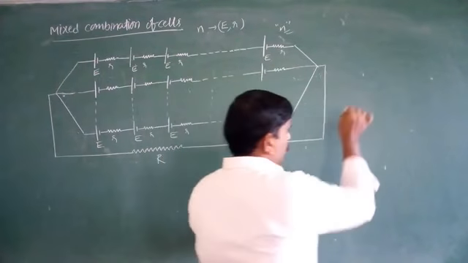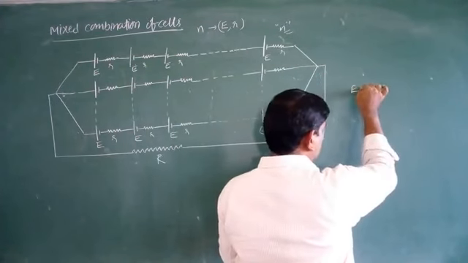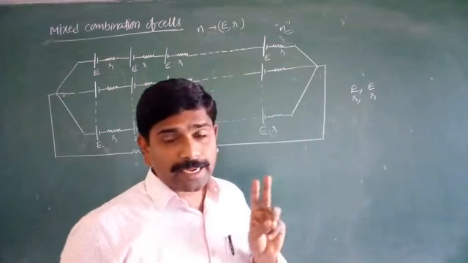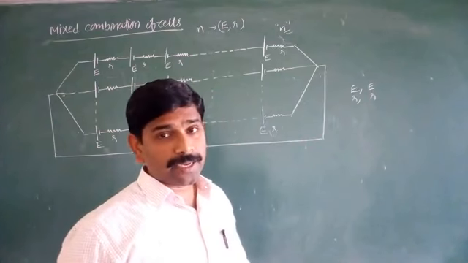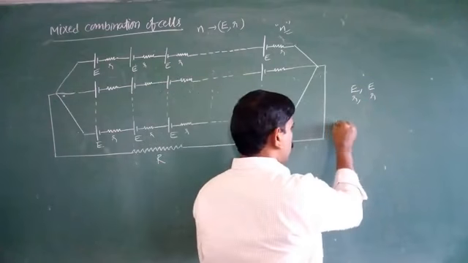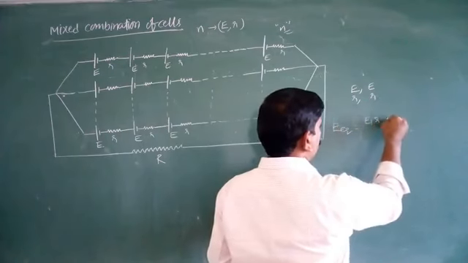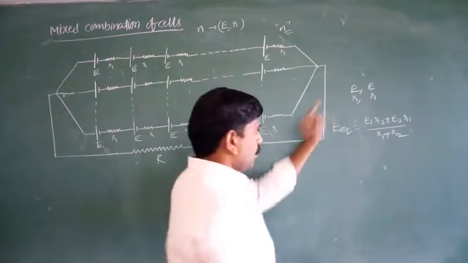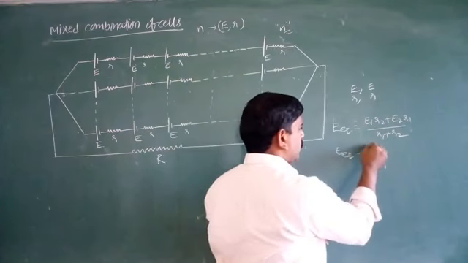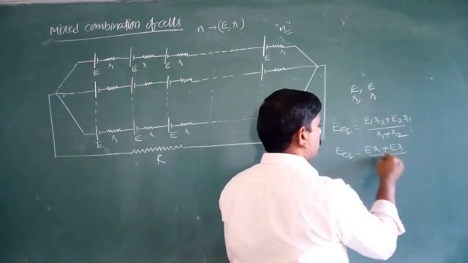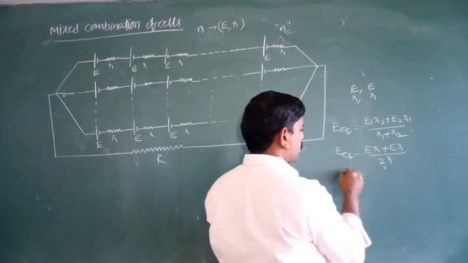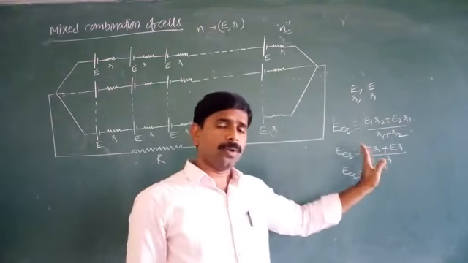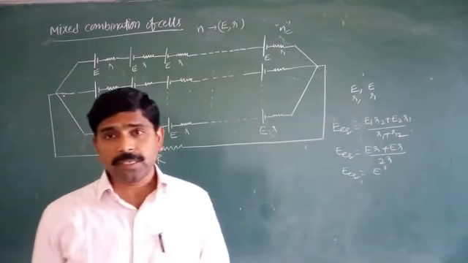Try to observe. First of all, when two identical cells, E comma E and internal resistances R comma R, are connected in the parallel combination, E equivalent is equal to (E1 R2 plus E2 R1) by (R1 plus R2). From this expression, E equivalent is equal to (E into R plus E into R) by (R plus R), that is 2ER by 2R. 2R cancels. Equivalent EMF is equal to E.